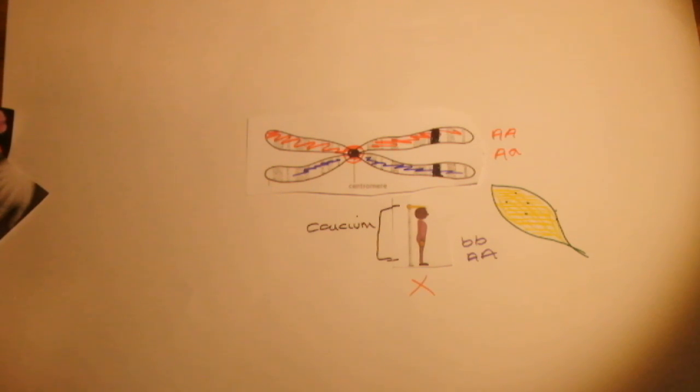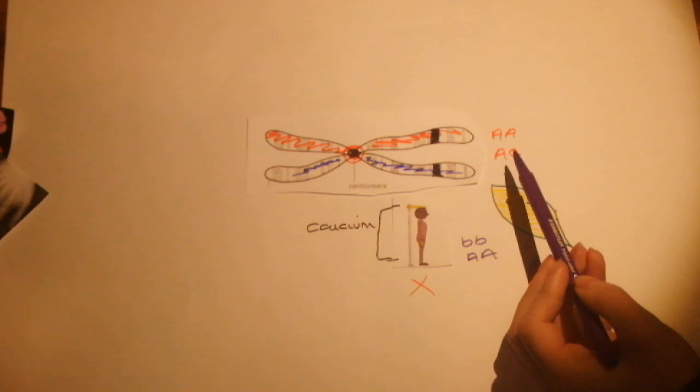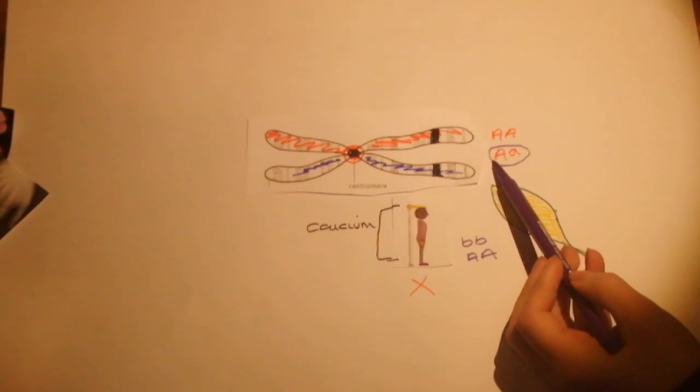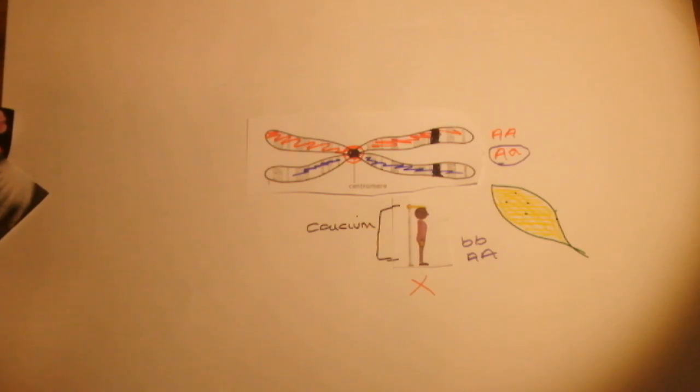So a heterozygous chromosomal pair is when there's two different alleles that code for the same characteristic in an organism. So heterozygous would be, as I've put here, big A, little a, or two different, one dominant, one recessive. But they still code for the same characteristic in an organism.